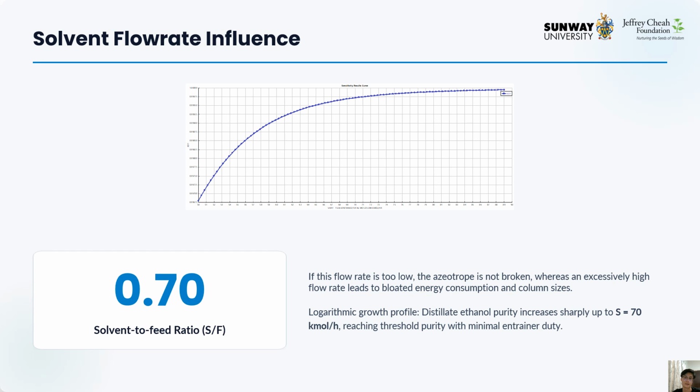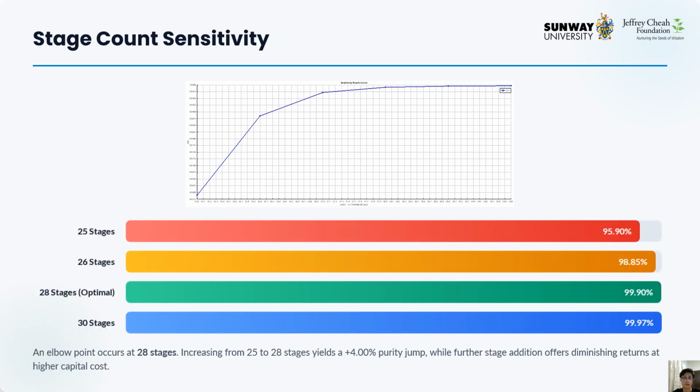We also evaluated the solvent-to-feed ratio. If the solvent flow rate is too low, the azeotrope isn't broken, and if it's too high, energy consumption and column sizing skyrocket. Our sensitivity curve demonstrates a logarithmic growth profile. Distillate ethanol purity jumps sharply up to a solvent flow rate of 70 kmol per hour, hitting the targeted purity threshold efficiently without overloading the entrainer.